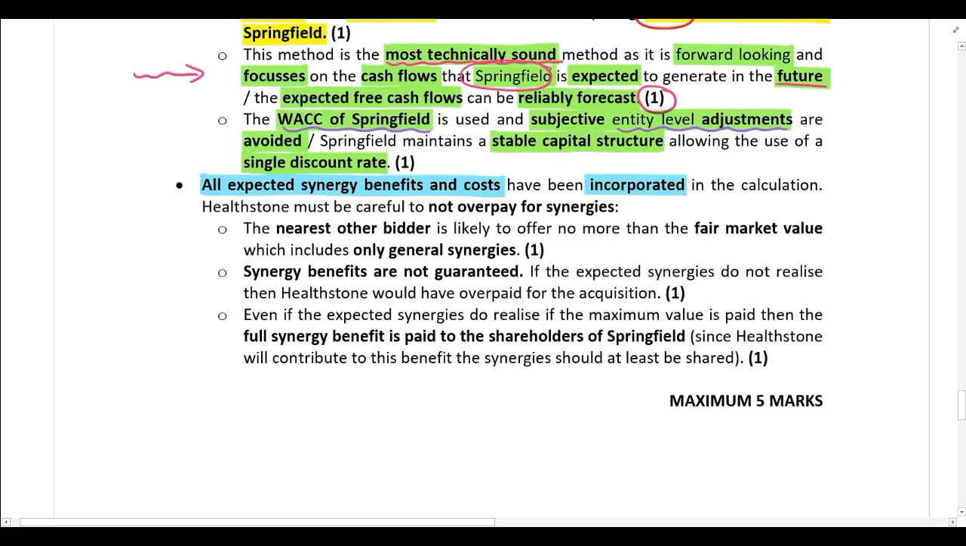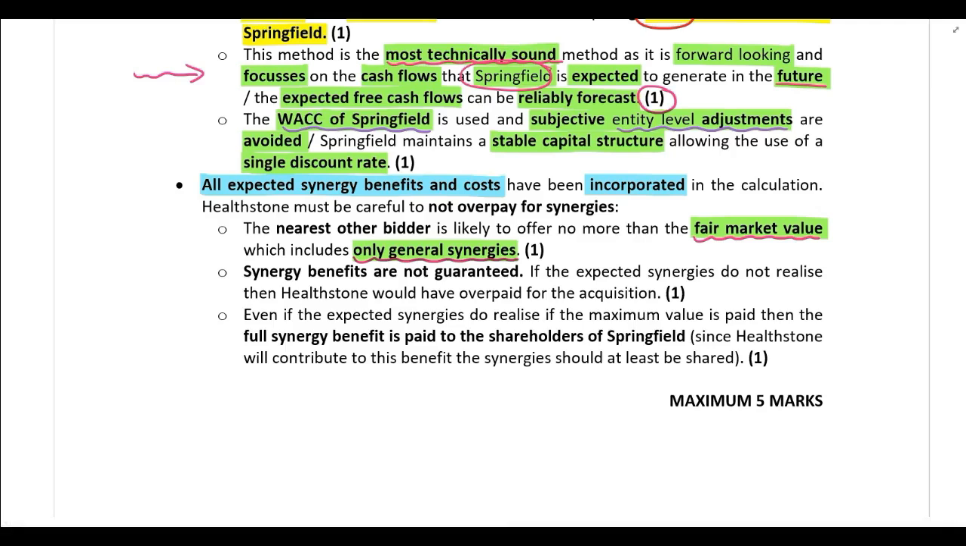However, it's important to note that other market participants would only be willing to pay the fair market value. They wouldn't be willing to pay the maximum value because, remember, the maximum value includes unique or specific synergies that would only exist between Healthstone and Springfield. The other market participants don't know about those specific or unique synergy benefits or costs. So when calculating a fair market value, we only include general synergies, meaning we only include synergy benefits that all market participants are aware of.